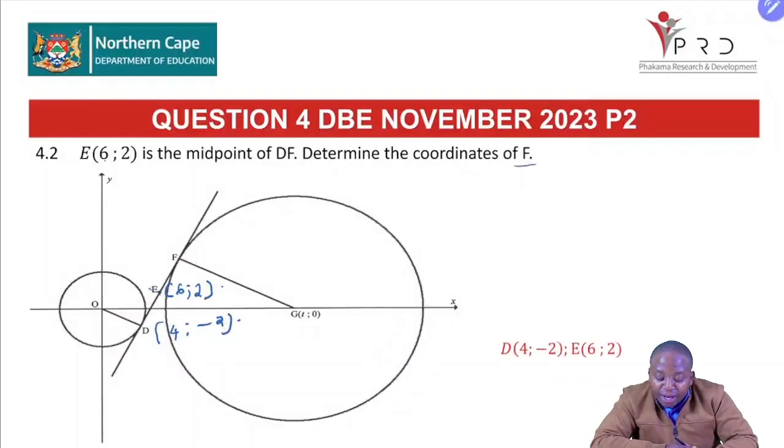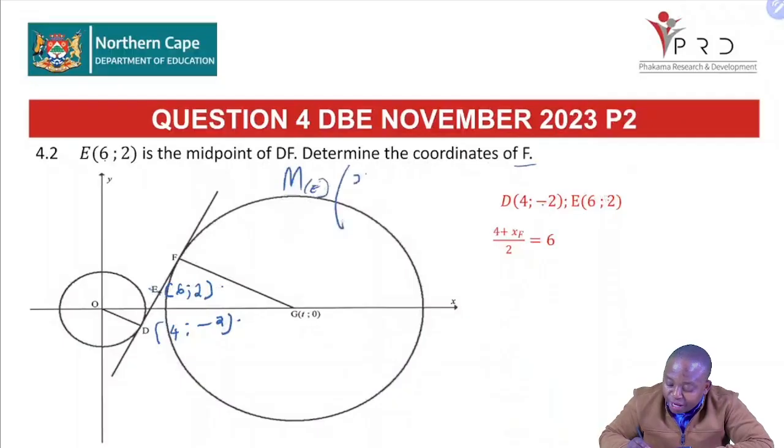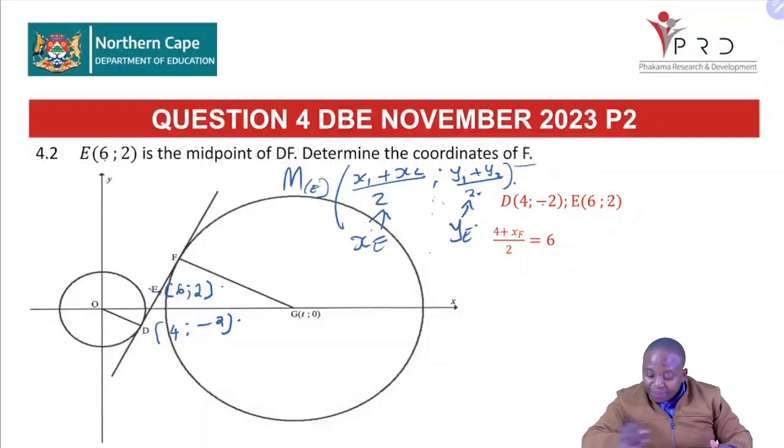Then how would I work and find the coordinates of F? We know the coordinates of D and E. Remember, to find the coordinates of a midpoint, which is E in this case, it's going to be x1 plus x2 all over 2 and y1 plus y2 all over 2. This gives me the x coordinate of E, and the second part will give me the y coordinate of E. Why? Because E is the midpoint. And remember, this formula is found in our formula sheet.